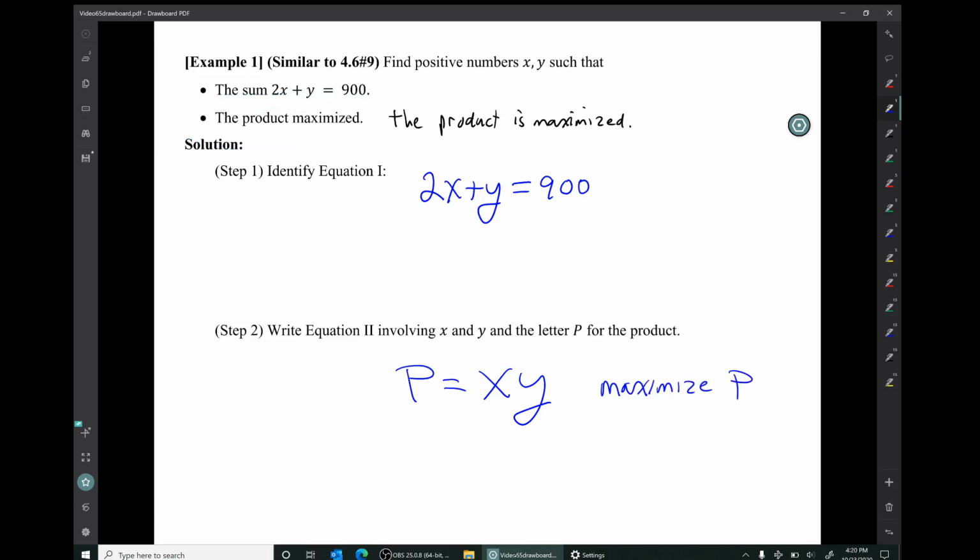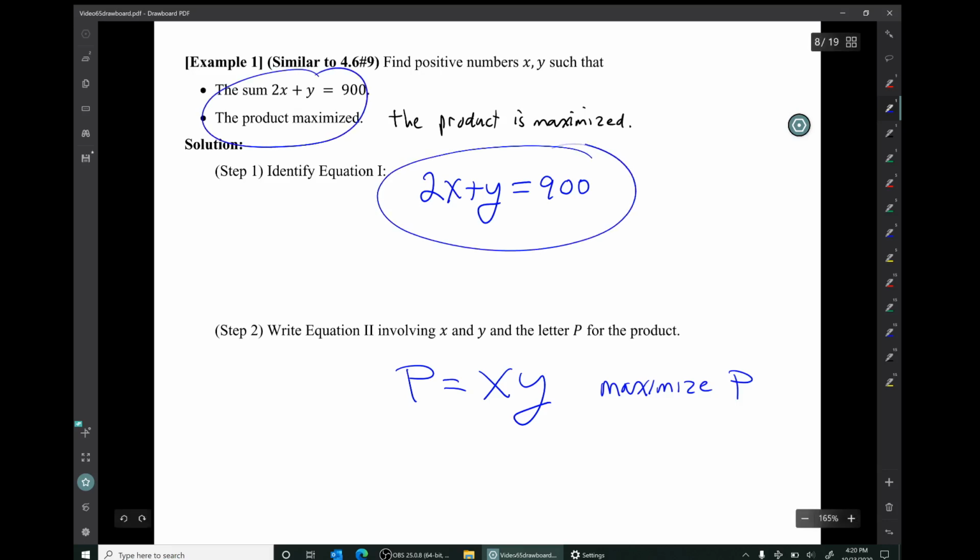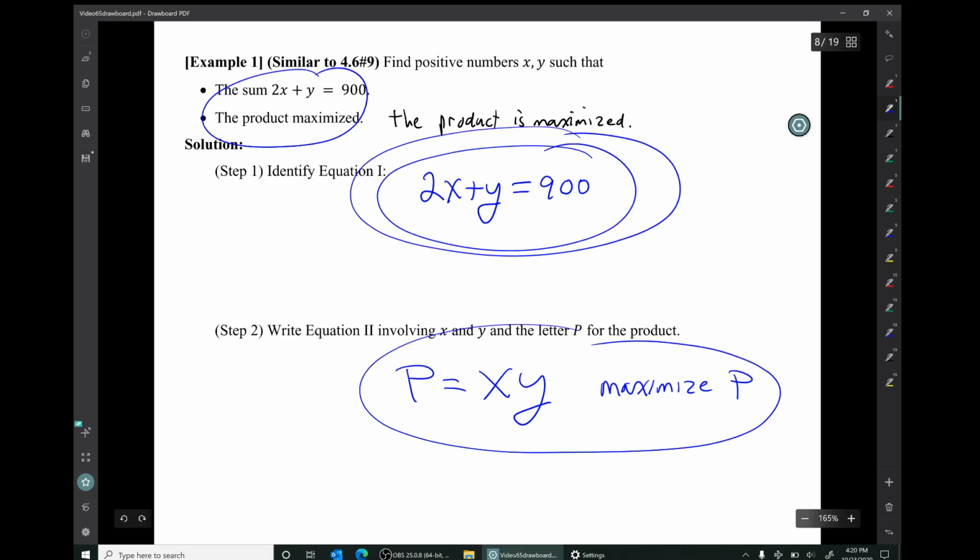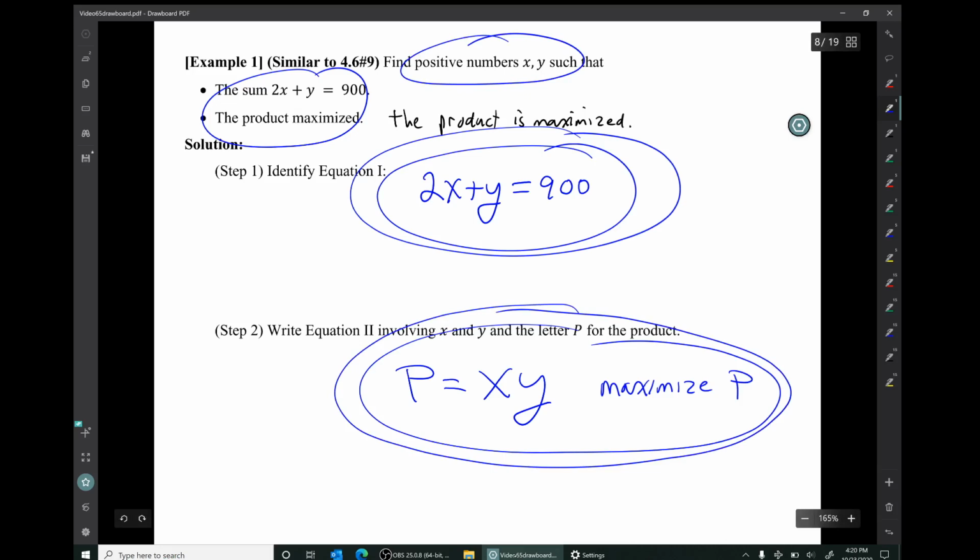So we've translated these two things into these two things. Didn't have to translate it all for the first one, but the idea of the product being maximized, we translated that into this new sentence involving an equation. We should also point out that we have a restriction on x and y.